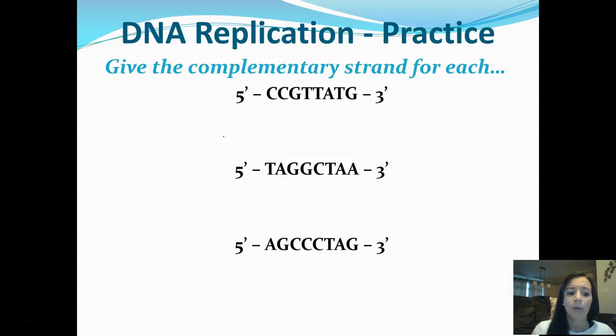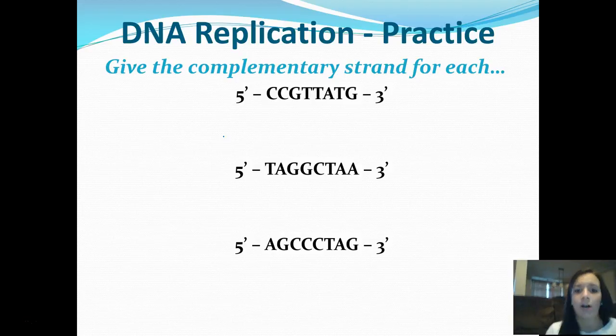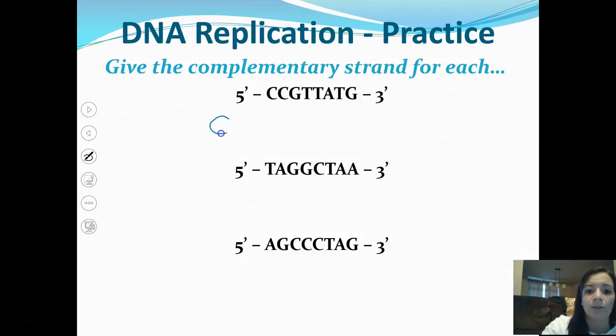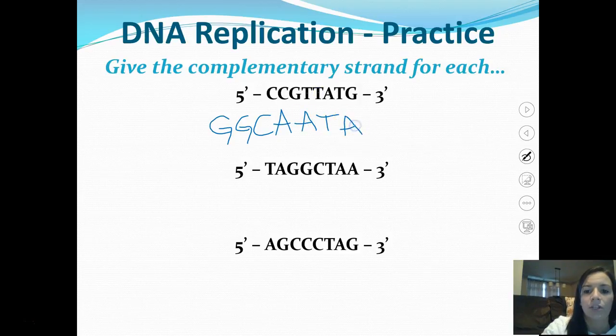So let's do a little practice of DNA replication before we end here. Basically you're just giving the complementary strand for each. Now I can't write as small as this is typed, so bear with me. So C is going to pair with G, C with G, G with C, T with A, T with A, T with A, G with C.